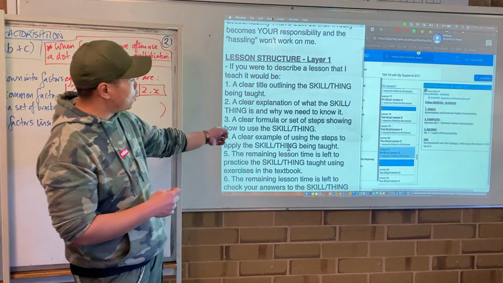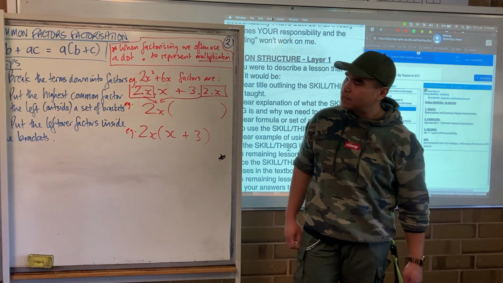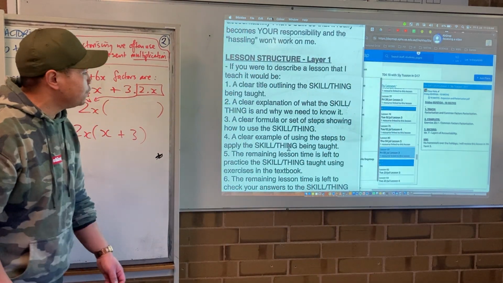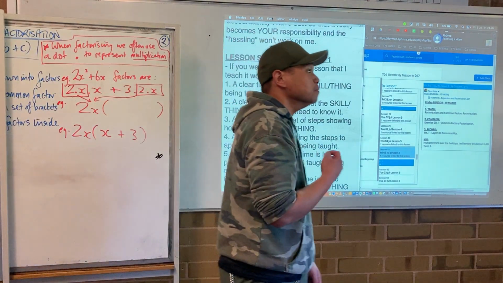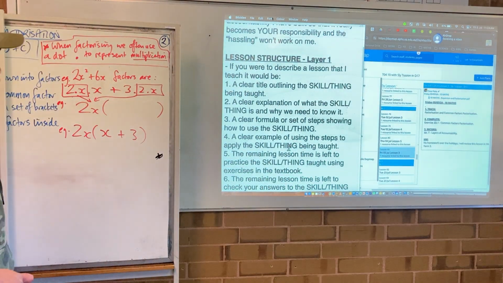Three, a clear formula or set of steps showing how to use the skill or thing. What the hell is that? Four, a clear example of using the steps to apply the skill thing being taught. How many examples were shown today? Four. Well done. I thought you would skip this, but you didn't.